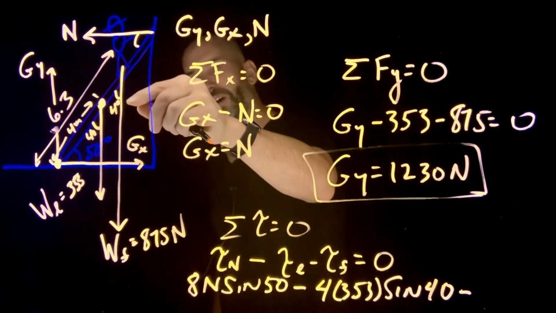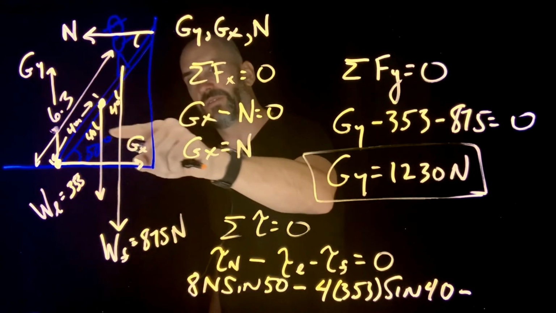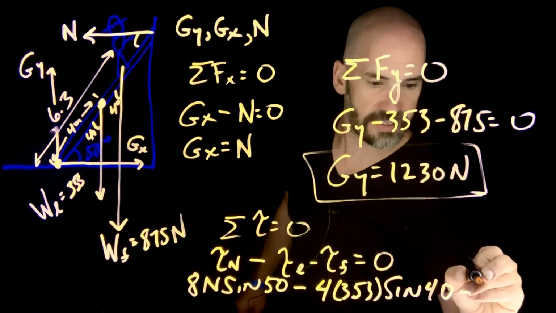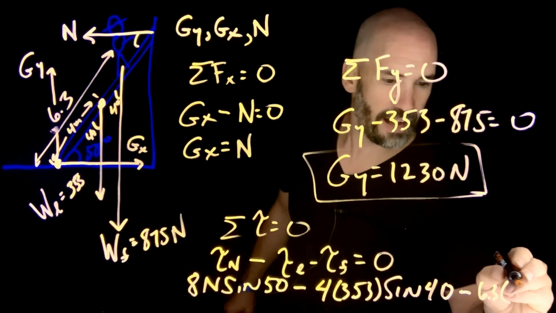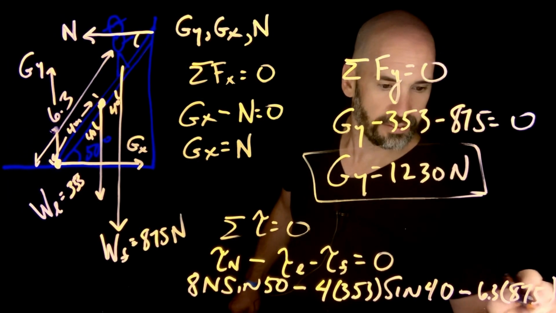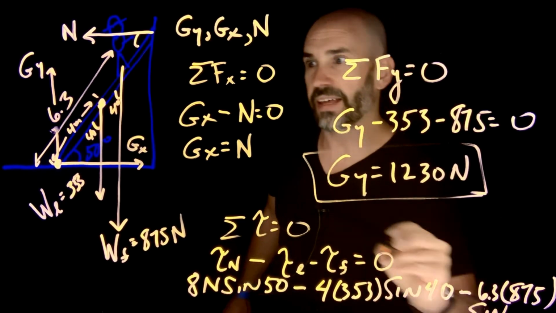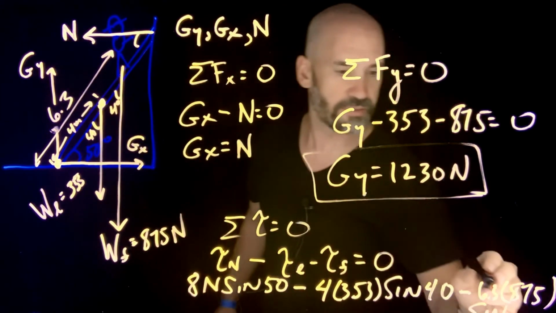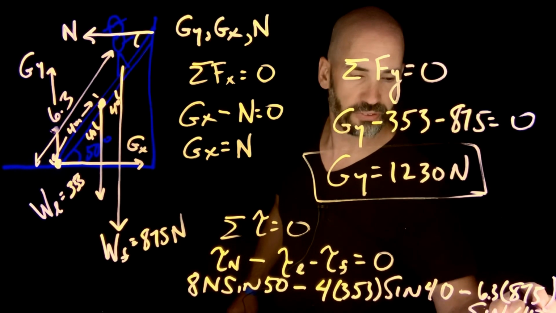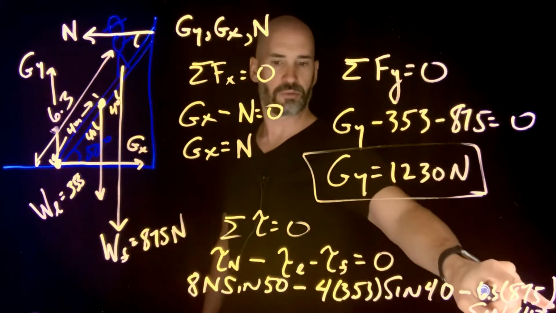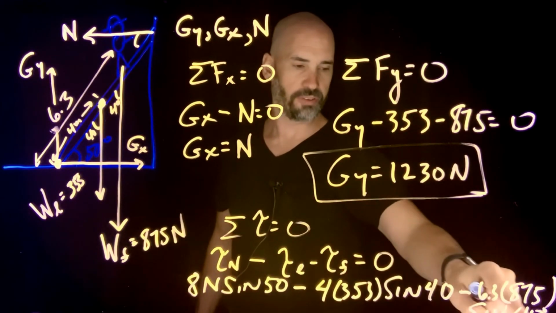minus, how far away is the fire person? The fire person is 8.3 away, so that's going to be 6.3 times the weight of the fire person, which is 875, times sine. Again, that angle there is 40 times sine of 40. All equals 0.